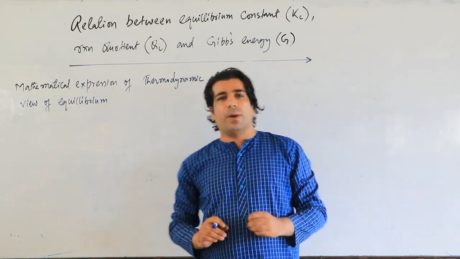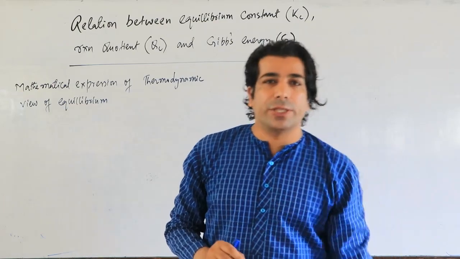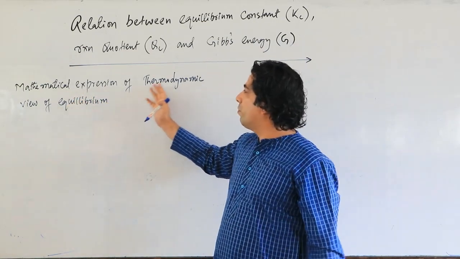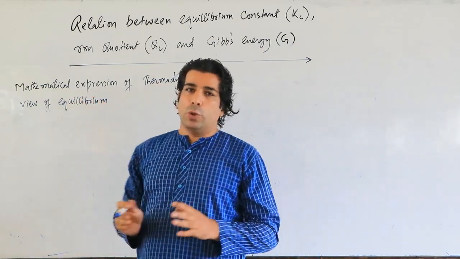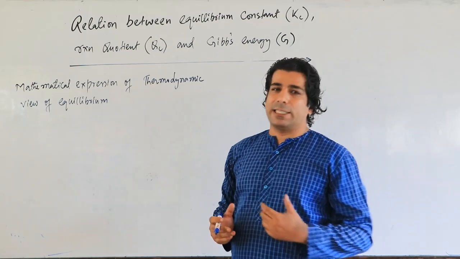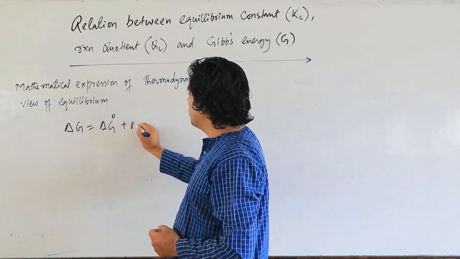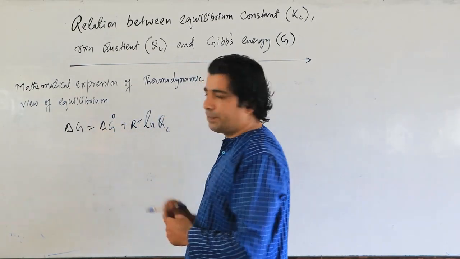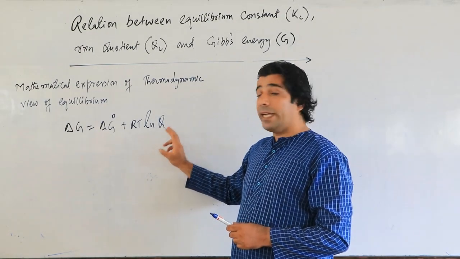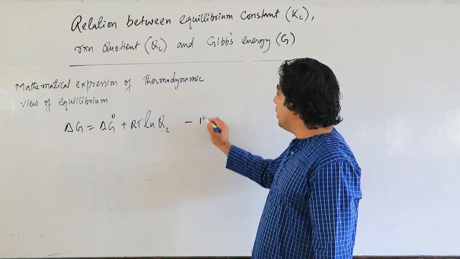Dear friends, today we have come up with a topic which is the relation between equilibrium constant, reaction coefficient and Gibbs energy. So let us see first of all the mathematical expression of the thermodynamic view of equilibrium. In the thermodynamics chapter, I gave you an idea about one mathematical expression: delta G is equal to delta G naught plus RT ln QC. There in thermodynamics, I have written here Kc. QC can be equal to Kc when the reaction is at equilibrium. Let me call it equation number 1.